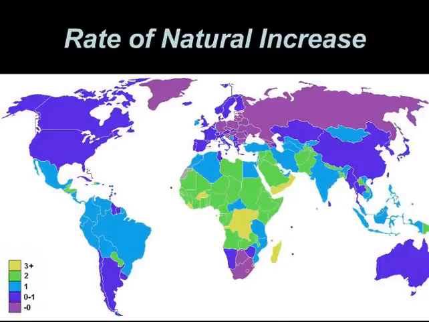Next up is the rate of natural increase. It's just a simple way to not include immigration in population growth or decline. So this is just based on natural increase, and so it's simply comparing birth rates to death rates.